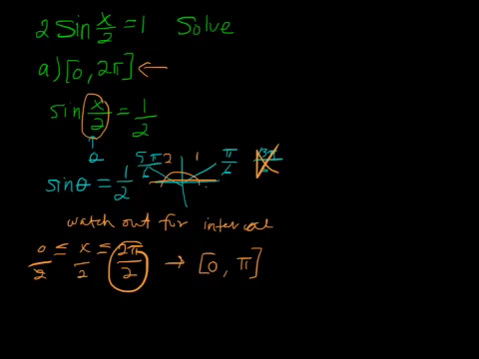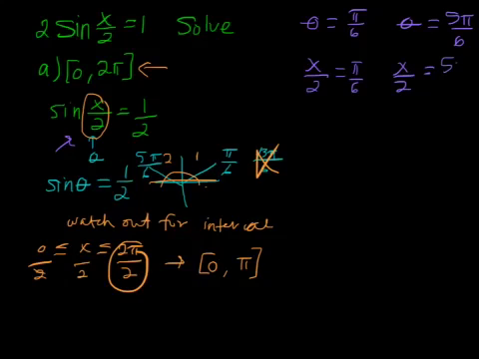Alright, so now we're looking at, let's see, what color have I not used? I used purple yet? No, yeah. Okay. So we're looking at when theta, like we said, is equal to pi over 6, or when theta is equal to 5 pi over 6. Now what did we say theta is? We said theta is equal to x over 2. So our new problem, when we're solving for x, is going to be that x over 2 is equal to pi over 6, and when x over 2 is equal to 5 pi over 6.